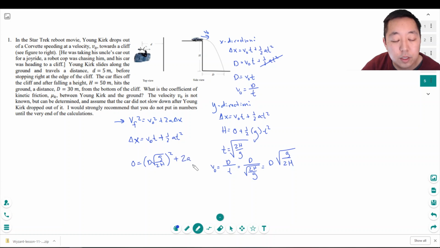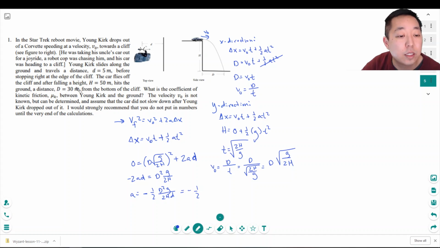Plus 2a, and his displacement was delta x, or d, little d, the 5 meters. So I can solve for a, right? I can say negative 2ad, bring it over here, is equal to d squared g over 2h. And then a would be equal to negative 1/2 d squared g over 2hd, because I'm going to divide by d, divide by negative 2. Okay? So this is negative 1/2.